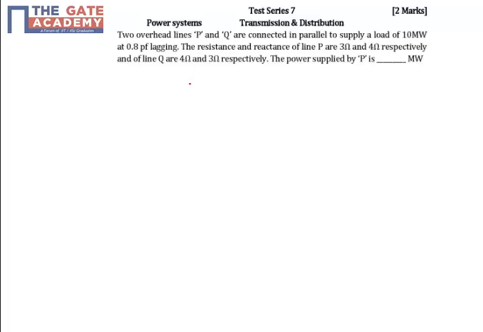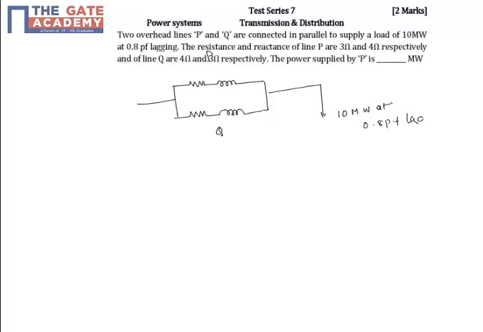So there are two lines. This is line P and this is line Q. These two lines are connected in parallel. So they are supplying a load of 10 megawatt at 0.8 power factor lagging. I'll put here, this is P line and this is Q line.